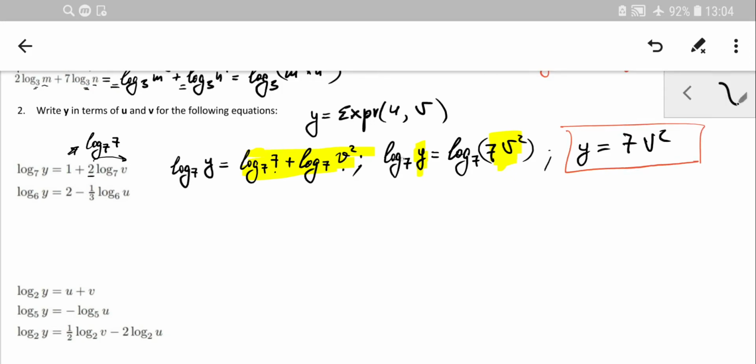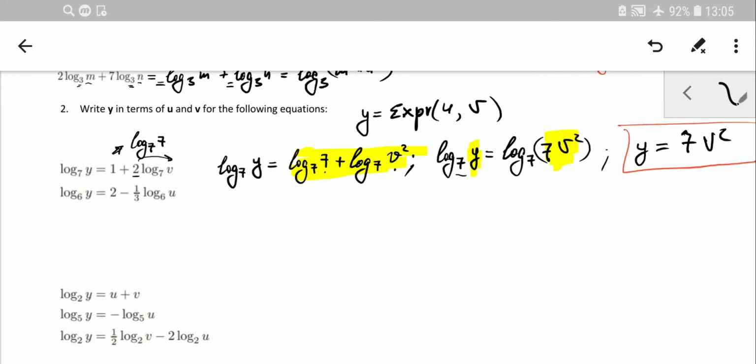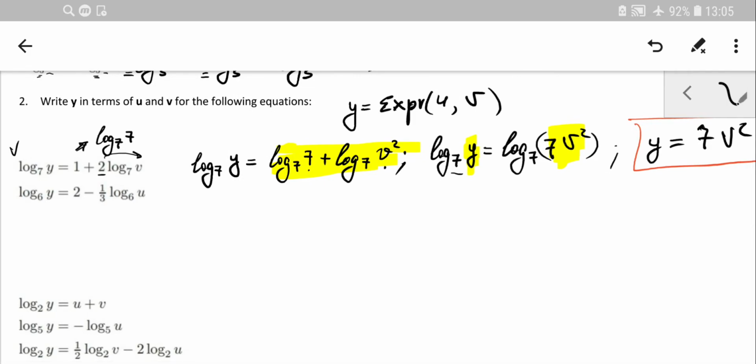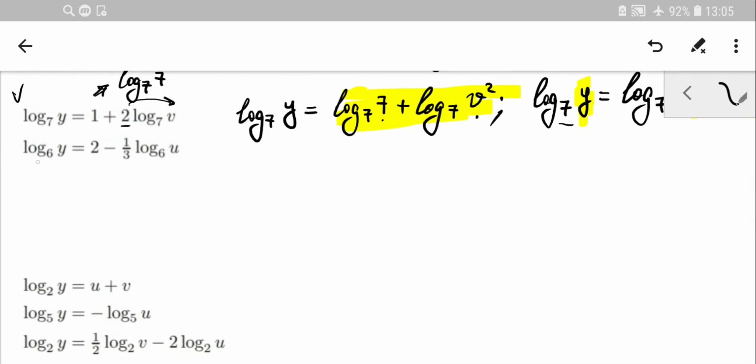You can also try to raise 7 to the power log 7 of 7v squared, and you'll find that 7 to the power log 7 cancels, and you're left with 7v squared. So that's the final answer for the first one. Let's move to the next one. I'll start doing it here.